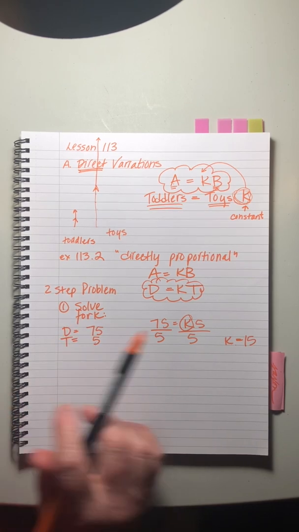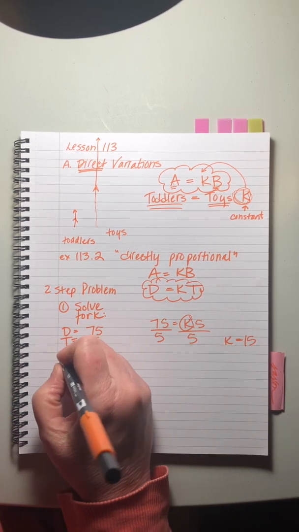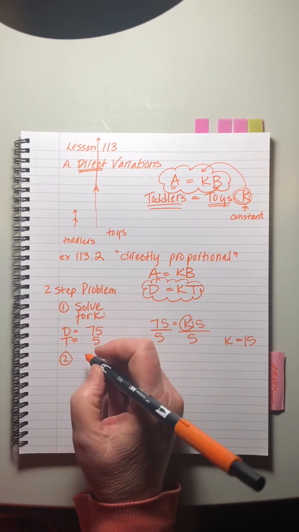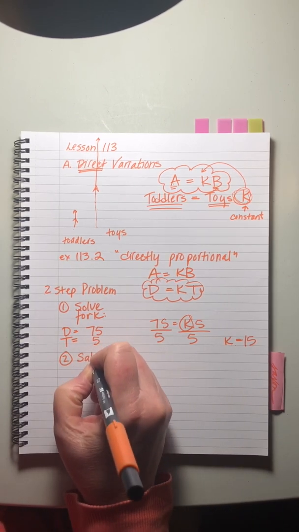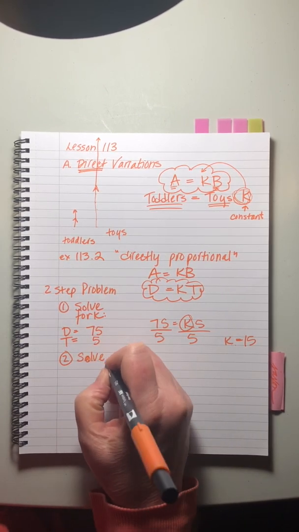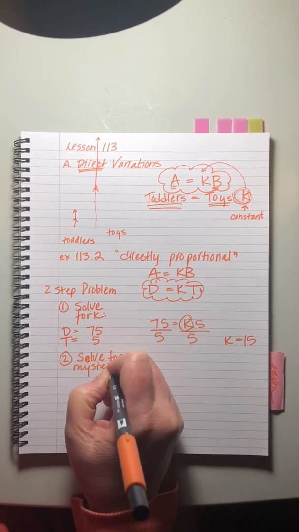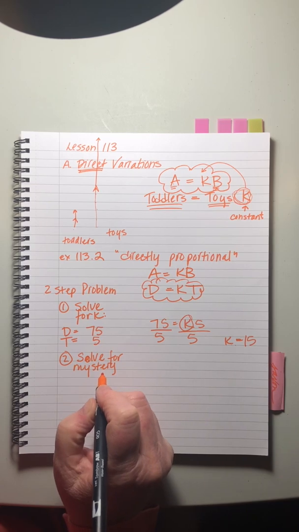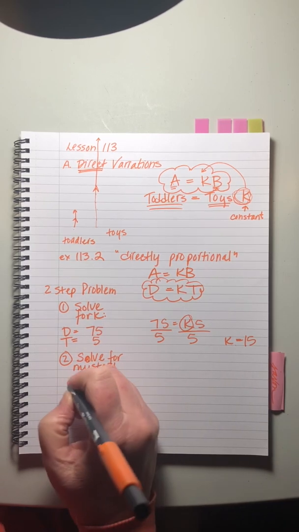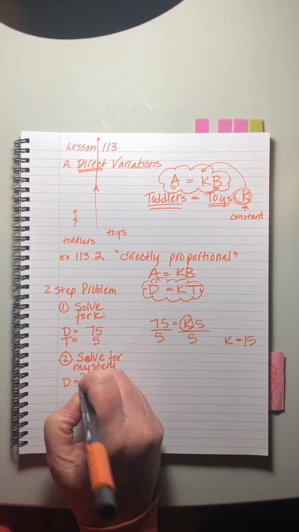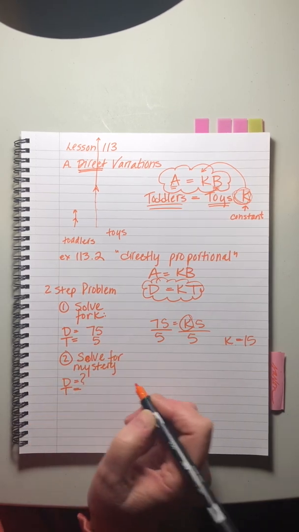Okay, so we've solved for K. Now the second part is we're going to solve for the mystery. And John's in charge of the mystery. He says, how far will it go in 7 hours?